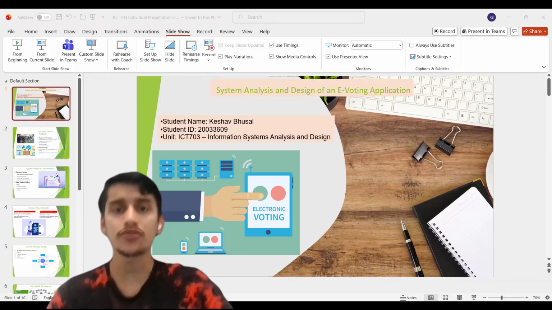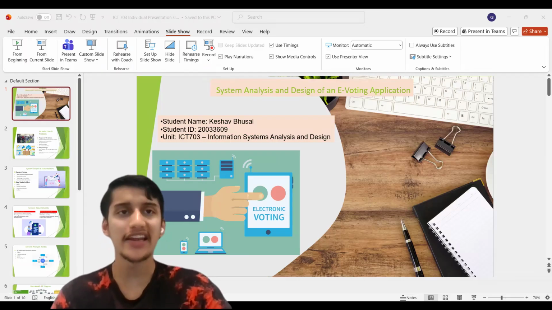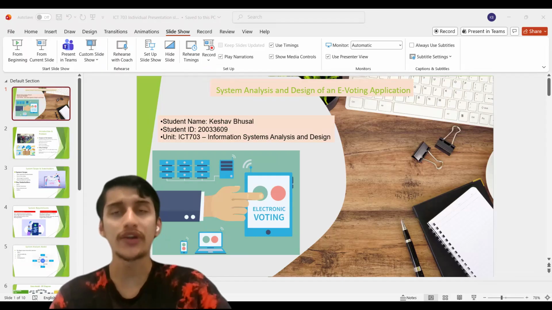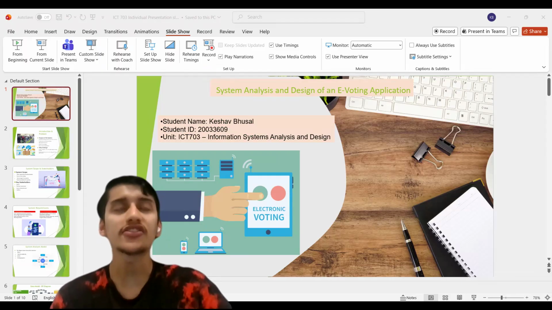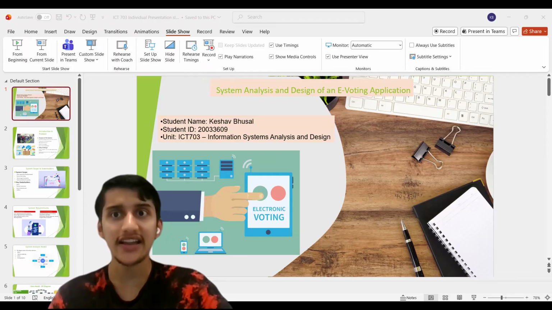Hi, my name is Keshav Busal, and today I am presenting my individual case study on the system analysis and design of an e-voting application. In the presentation, I will briefly walk through the problem with traditional voting, the system requirements, the analysis and design models, and finally the ethical and security considerations of the system.